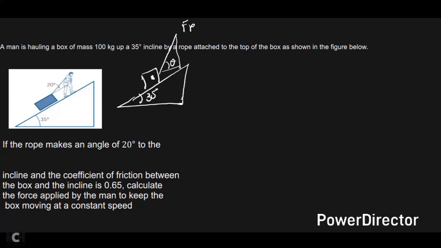It's the angle that is 35. Then we have the normal force. Down part, we have the mg cos theta. How about this side? We have the mg sin theta. Then we have also the friction force this side.